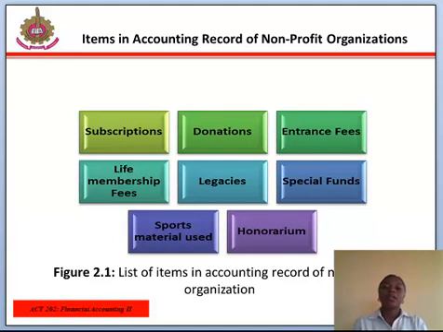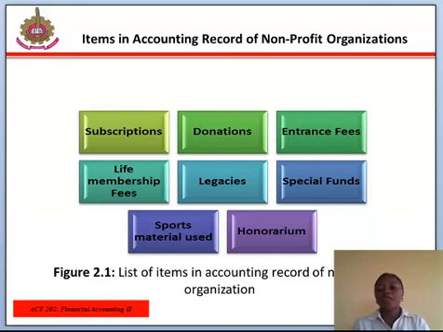Legacies. Legacies denote the amount or property received as per the will of the deceased donor. This type of donation is not a recurring phenomenon. It happens once in a while and the amount received is generally large. Hence, the practice is to capitalize it and show it straight in the balance sheet.